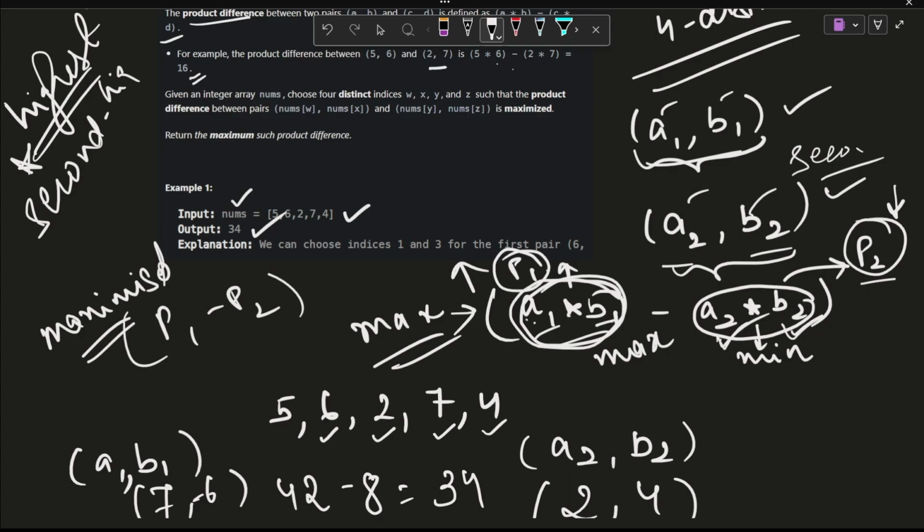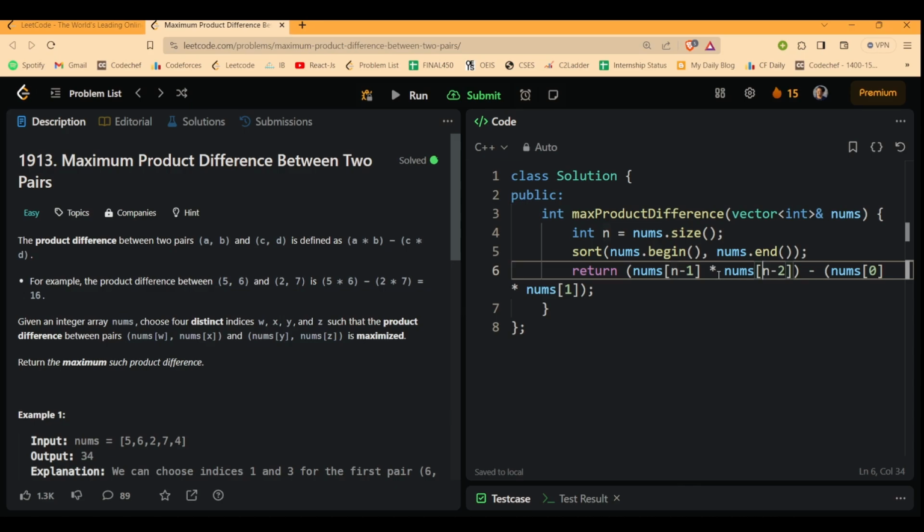Now let's have a look at the code of this logic. So here is the code for the logic that we have discussed. To take the first and the second maximum value, and to take the lowest element value and the second lowest element value, what we can simply do is, first we can sort the array. After sorting the array, we know that since we have sorted this array in ascending order, it is by default, if you use the sort function, STL sort, it will sort them into ascending order by default.